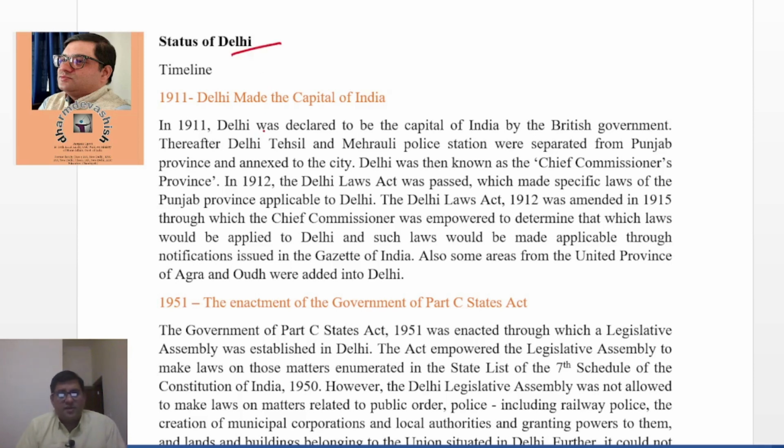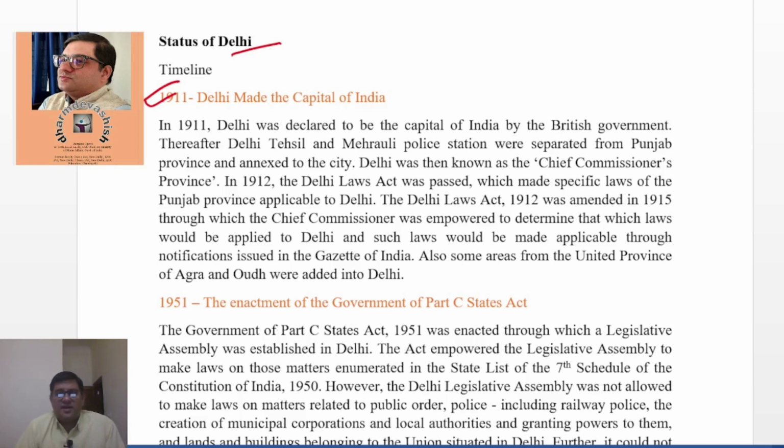To understand the timeline, we have to go back into the history of Delhi, and we can start our journey from the year 1911. Now, what is the historical importance of the year 1911? In the year 1911, it was declared that Delhi would be made the new capital of British India. It means a shift of capital would take place from the then capital Calcutta to Delhi. And finally, in the year 1912, the new capital was inaugurated as well.